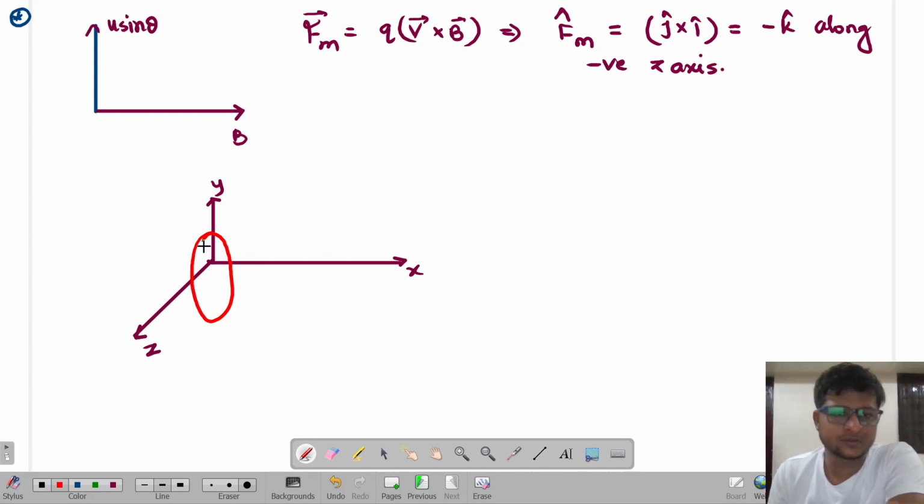Are you able to get me or not? Then only always the force is along the Z axis of the particle. Are you able to get me or not?